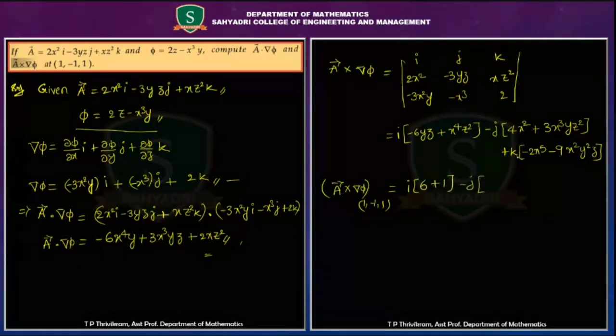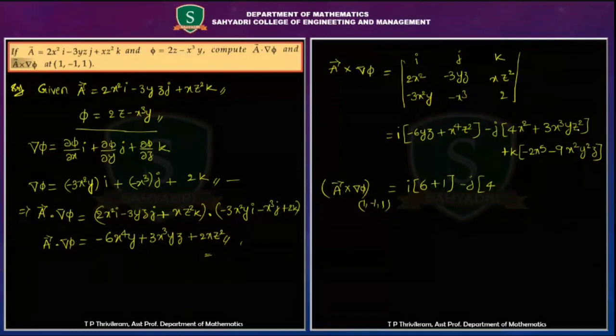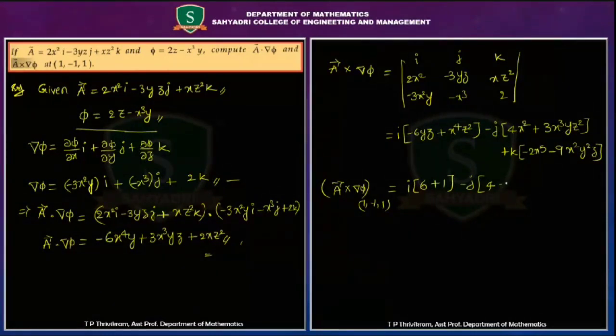Minus j into 4 plus, y value is minus 1, so that means minus 3. Plus k into, x value is 1, so I'll get minus 2 here, and again minus 9 here. So overall the result is 7i minus j minus 11k. Okay, this is the value of A cross del phi.